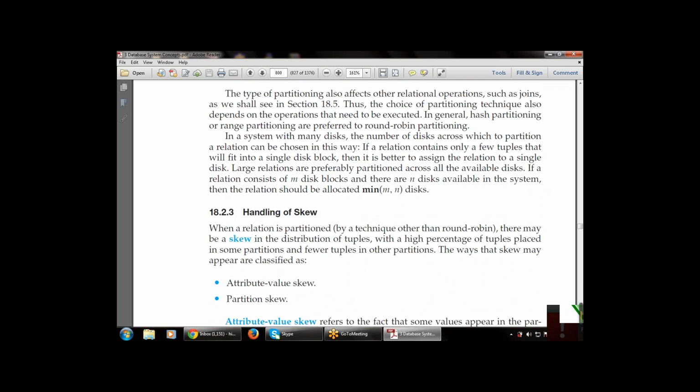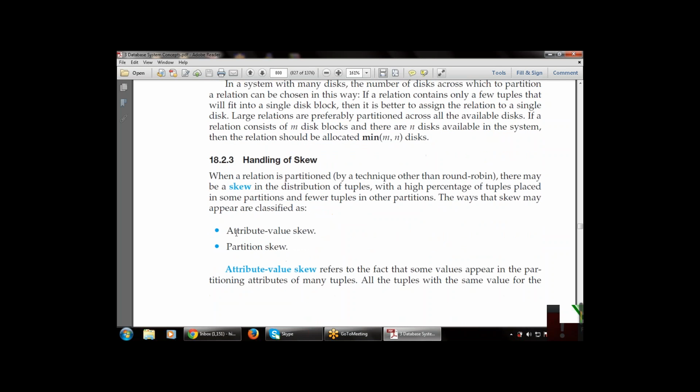So there will be a high number of tuples in some partitions of the database architecture, and fewer tuples in other relations. The ways that skew may appear are classified as two types: one is attribute value skew, and the other is partition skew.